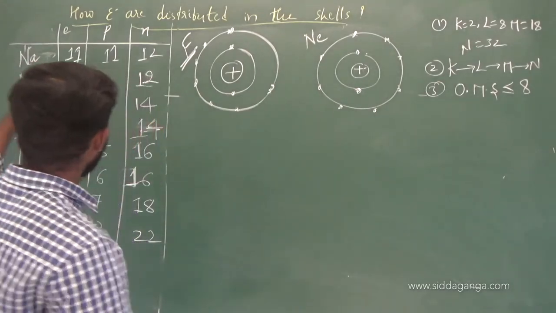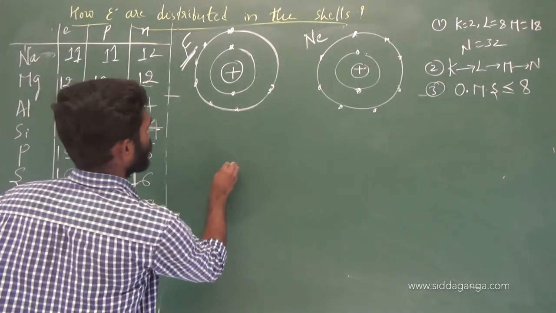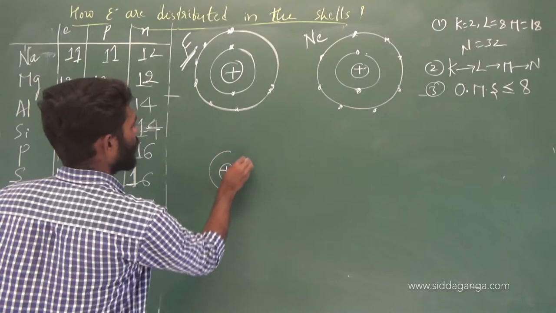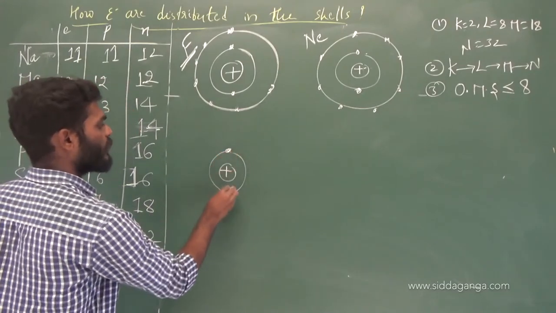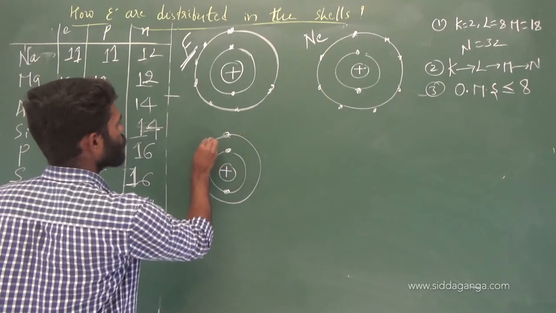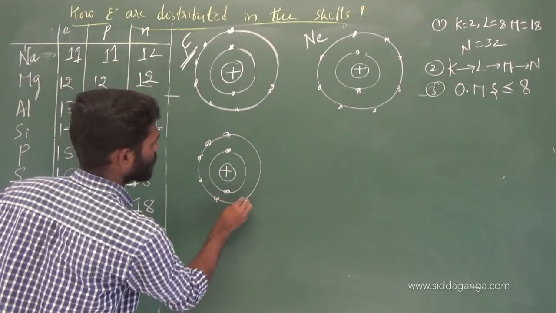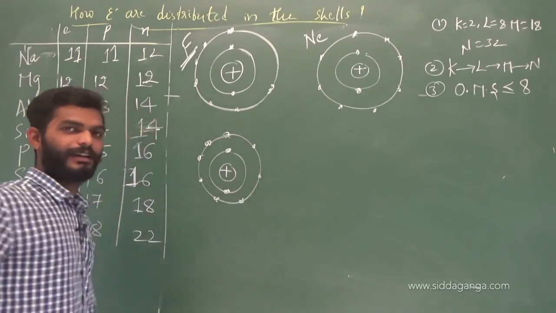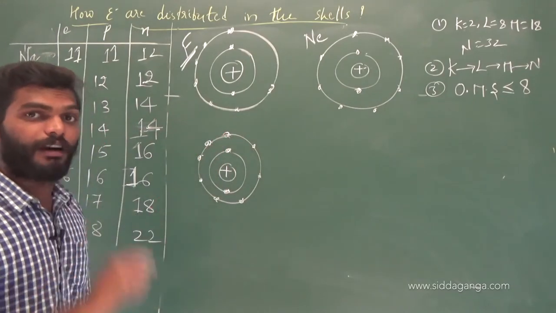Next, we have sodium, the 11th element. Nucleus, 11 electrons are there, 2 in the first shell, 8 in the second shell, 1, 2, 3, 4, 5, 6, 7, 8.